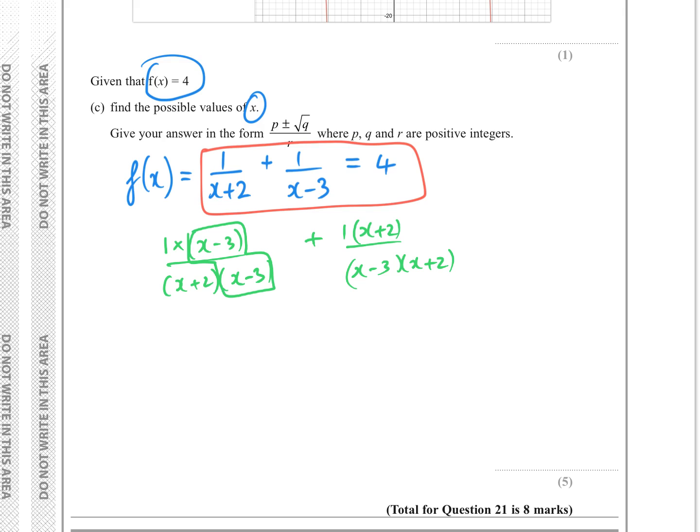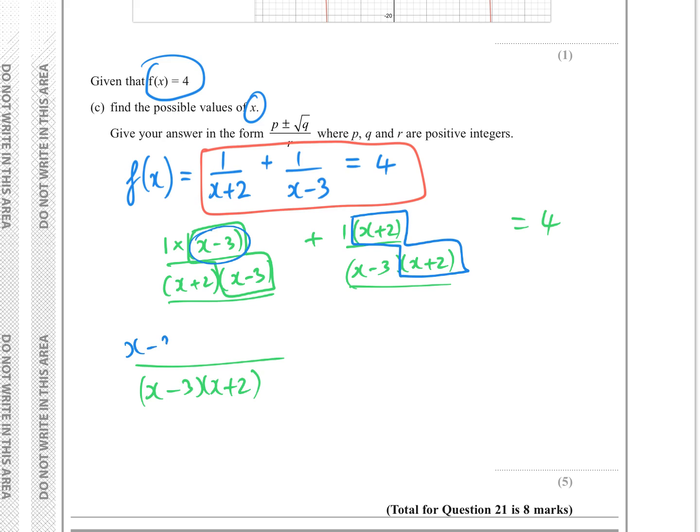Again, that's like timesing by 1 because x plus 2 divided by x plus 2 is 1. And that's going to be equal to 4. So I have a common denominator now of x minus 3 times x plus 2. And what do I have on my numerator? Well, I have x minus 3 here plus x plus 2. And that's equal to 4.